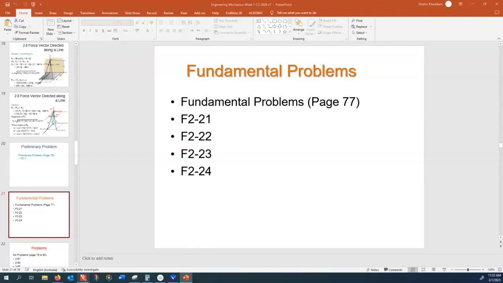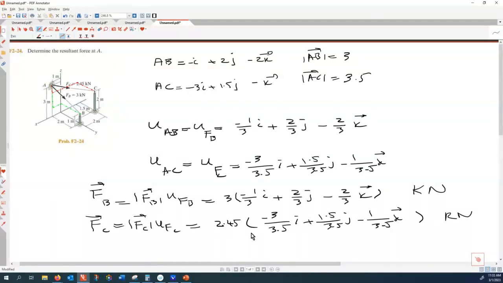The final answer. Oh, I haven't added them together yet. I left this for you to add them. So all you do is you simplify that, add I components together, J components, K components together. It only asks for the resultant. So the resultant is FB plus FC, and that is just you collect the similar terms together.